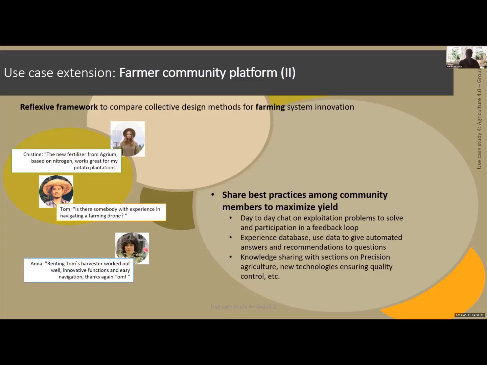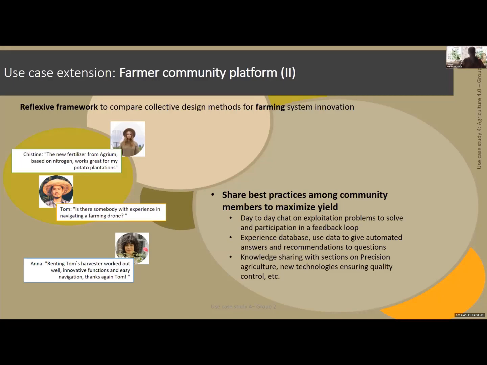who somewhere is thankful to other users, because thanks to the renting of the harvester, she could use all the features and all the interest of the innovative function, and she is very thankful for the way it has helped her, because when you are in such a sector, sometimes you are alone, and so getting an exchange with others is a way to solve exploitation problems, and to participate in a feedback loop all together.